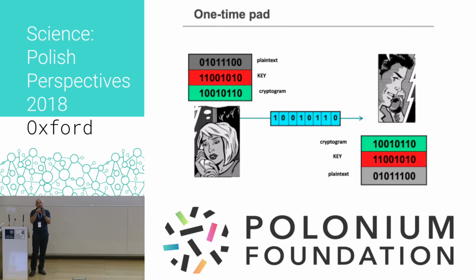So a string of bits that is as long as the message that you want to transmit, and it's random, and it's identical, and it's secret. So Alice and Bob have this string, they share this secret, but nobody else does.